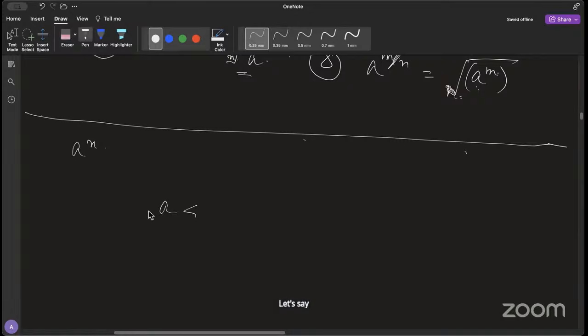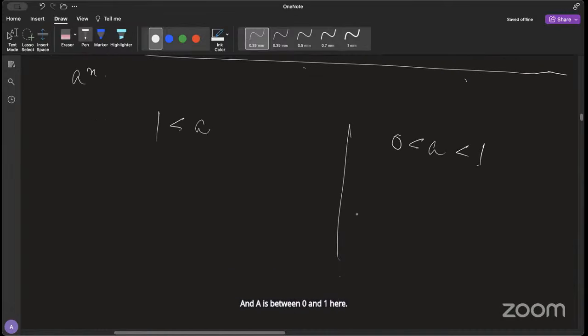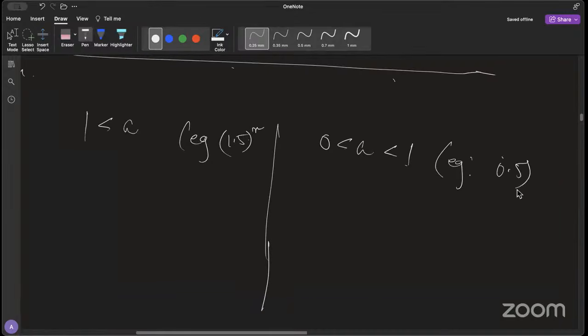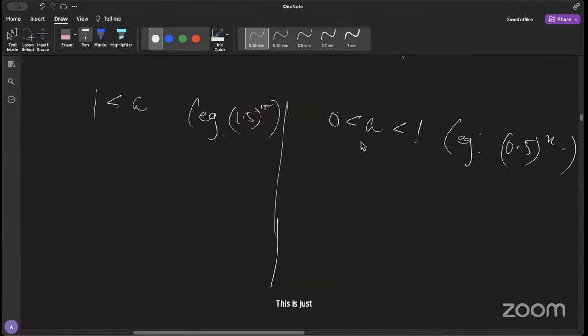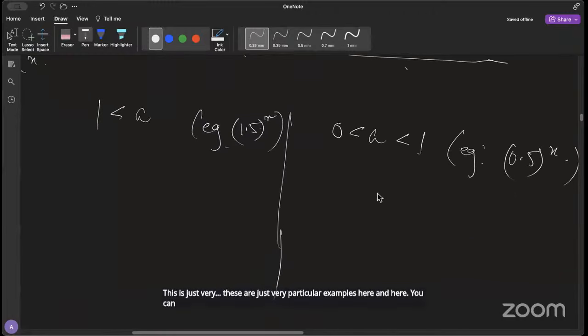Let's say if a is between 0 and 1. Let's take this one. If a is greater than 1 here, and a is between 0 and 1 here. So for example, here you can take 1.5 to the power x, because 1.5 is greater than 1. And then here you can take 0.5 to the power x. These are just very particular examples here and here. You can have a lot of other examples too, right?